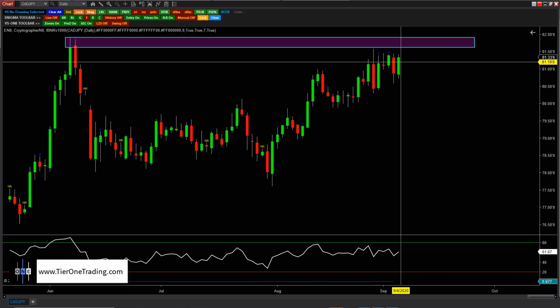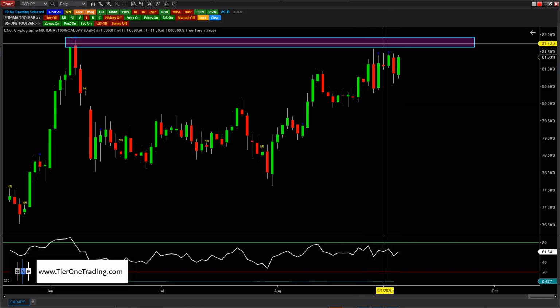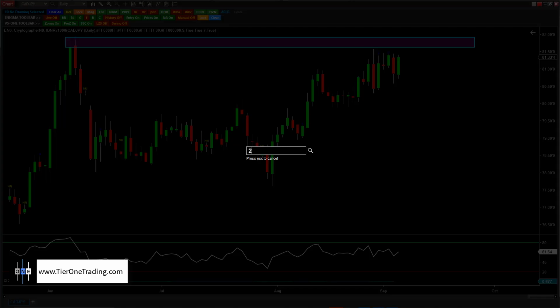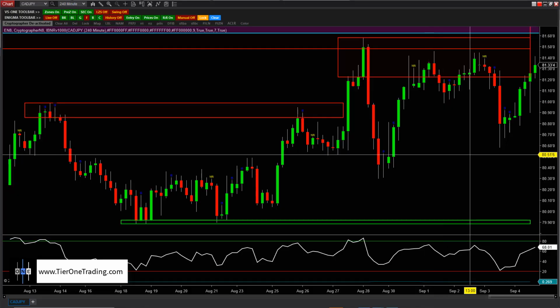Price wants to go towards it like a magnet being pulled. Price wants to bounce off of it or bounce past it like a magnet propelling it away. So this is a key level, and you'll see why this is going to come in handy in a little bit. We go down to the 240 chart, right?